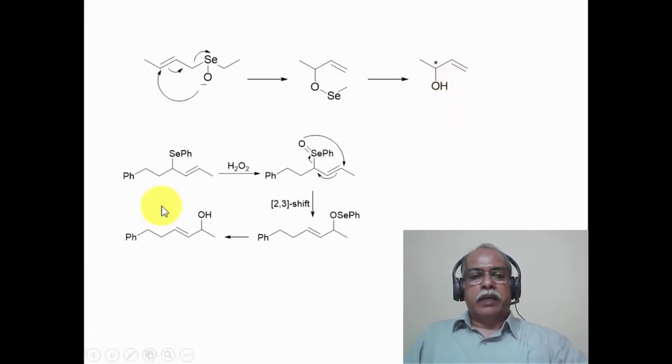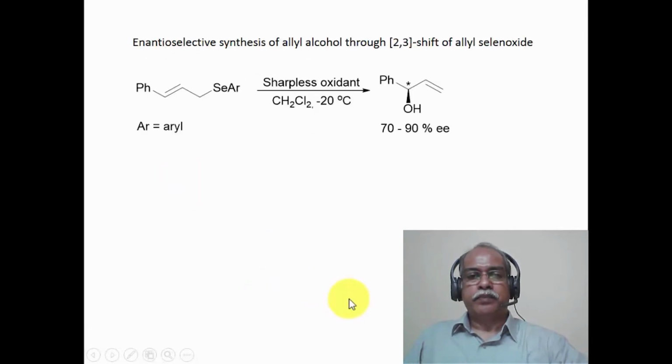This is illustrated by making use of this reagent. This selenide is treated with hydrogen peroxide to produce the corresponding selenoxide. The selenoxide undergoes 2,3 sigmatropic rearrangement to give the selenite. The selenite is hydrolyzed to give the corresponding allyl alcohol. So you can see the functionalization of this position, which is 3 carbons away from the carbon-selenium bond, is essentially used for the synthesis of this type of allyl alcohol in a stereoselective manner.